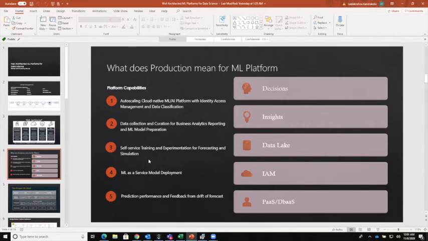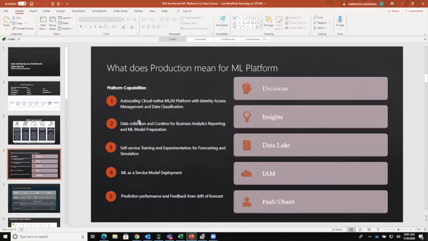The last part, again a repetition of what I said before, is prediction performance and feedback from drift. This goes back to my sales example, right? Yeah, I was able to successfully predict 4% of the prospects are converting. That's good. But when it drops, you don't want business to tell you that. You want to find out.